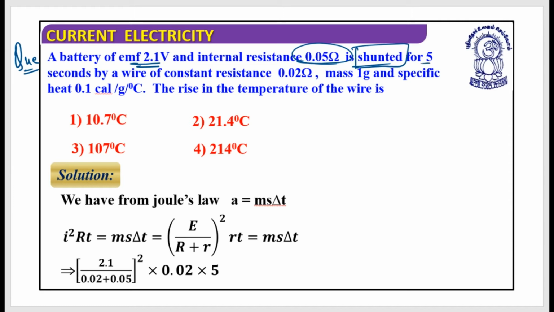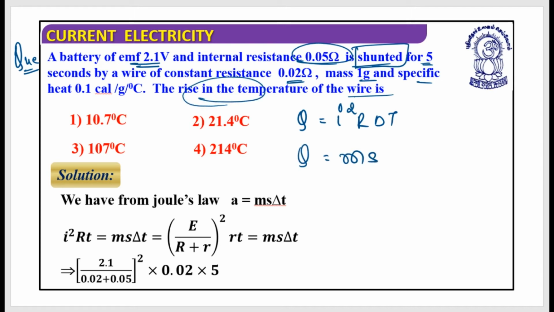Shunted for 5 seconds by a wire of constant resistance, that is of 0.02 ohm, mass 1 gram and specific heat of 0.1 calorie per gram per degree Celsius. Find the rise in the temperature of the wire. So the concept is the heat produced according to Joule's law. It is I square R T, and the rise in temperature of the wire could be written as Q equals MC delta T.